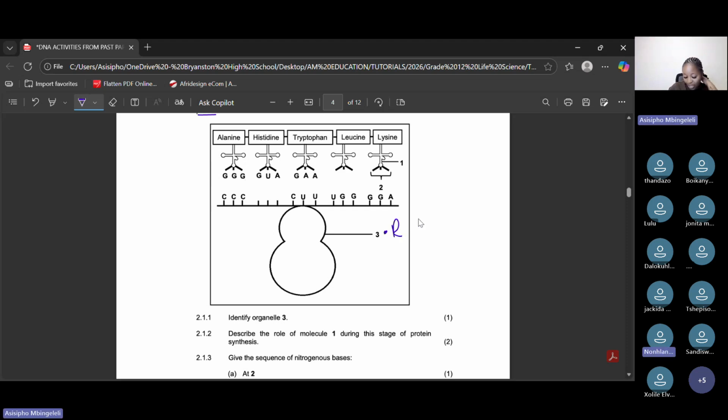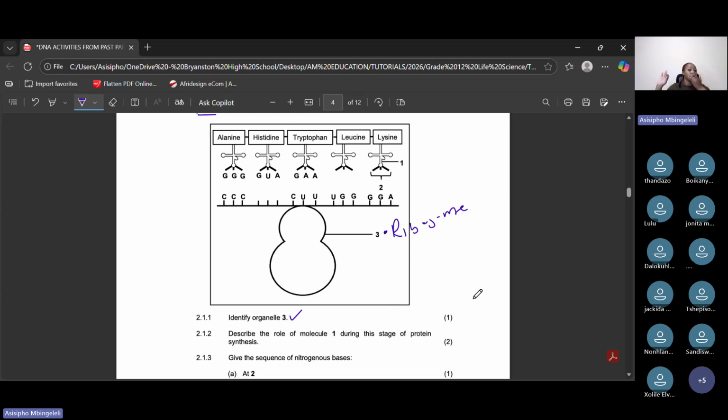What is organelle 3? I think, ma'am, it's ribosome. Ribosome. Thank you so much. Ribosome. Thank you. Ribosome. That's definitely the ribosome. 1 mark. For 2 marks, describe the role of molecule 1 during this stage of protein synthesis.